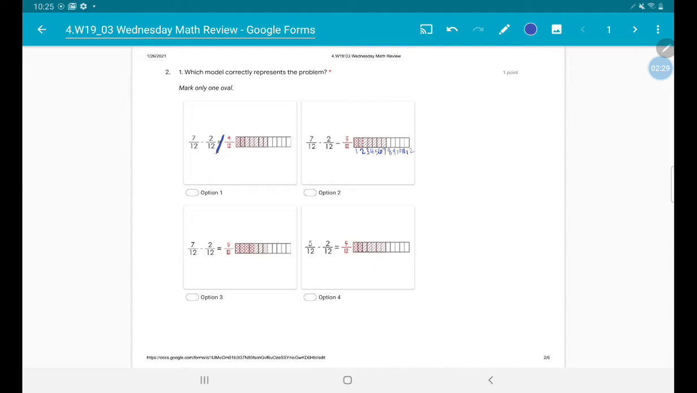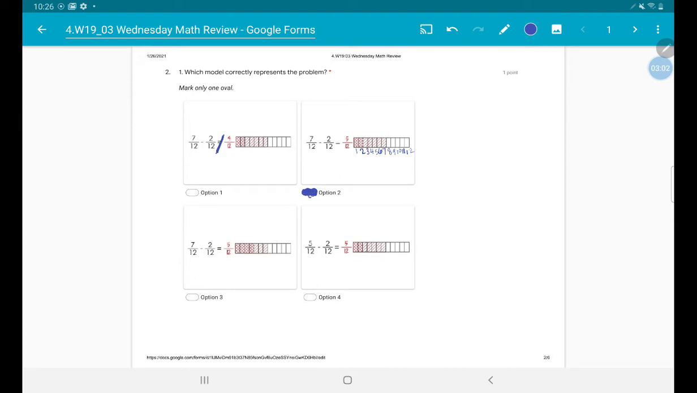What shows us that, Tommy? This right here, it kind of makes X's. Yeah, it's like crossed out, like it's X's. They marked it out the other way to show that those are taken away. And if I look at that, that leaves 1, 2, 3, 4, 5 12th size pieces shaded that are not crossed out. So option 2 is the correct answer.